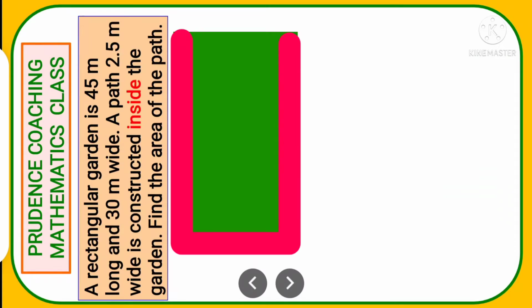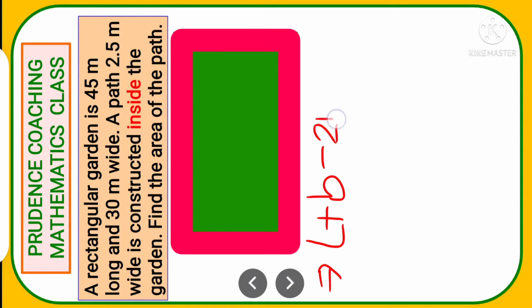Whenever the path is constructed within the previous area or the garden, you need to apply this formula: length plus breadth, here you need to subtract 2W. In the previous one you added 2W, here you need to subtract 2W. And here we need to multiply by W as well.